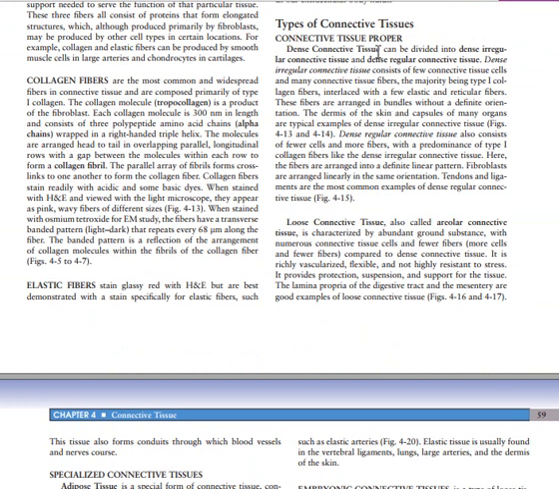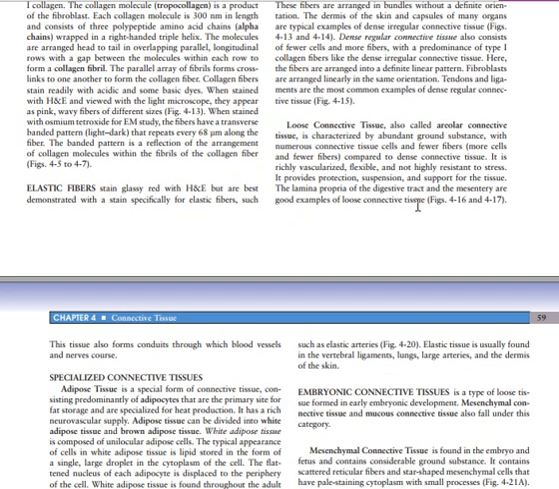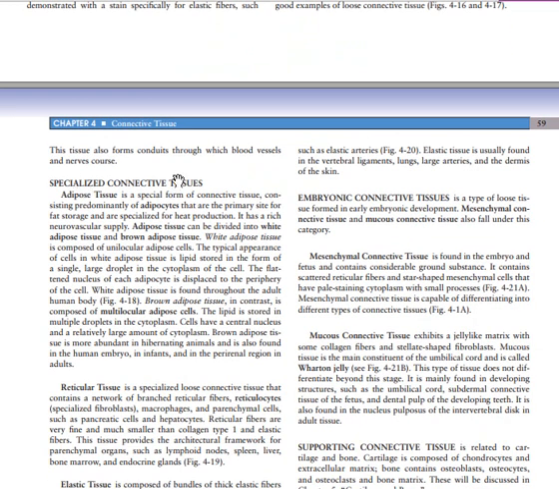We have dense connective tissue and we have loose connective tissue. Dense connective tissue can either be dense irregular connective tissue or dense regular connective tissue. Loose connective tissue is typically areolar connective tissue. Now, specialized connective tissue are the other connective tissues.